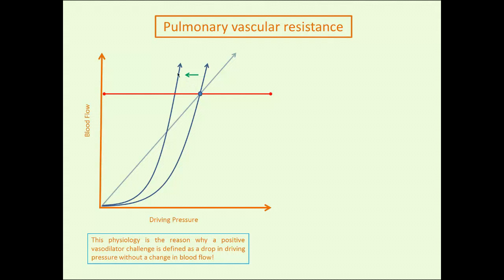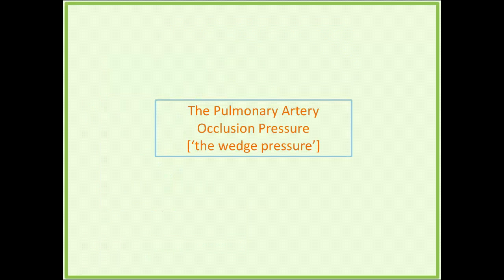And if you choose that as your definition of a vasodilator response, it's going to make detecting a true left shift in this curvilinear pulmonary vascular resistance more likely. So that is why a positive vasodilator challenge is defined the way it is today. And that was it for part 3, pulmonary artery pressures. We will move on to the following section shortly, and that is the good old-fashioned pulmonary artery occlusion pressure.